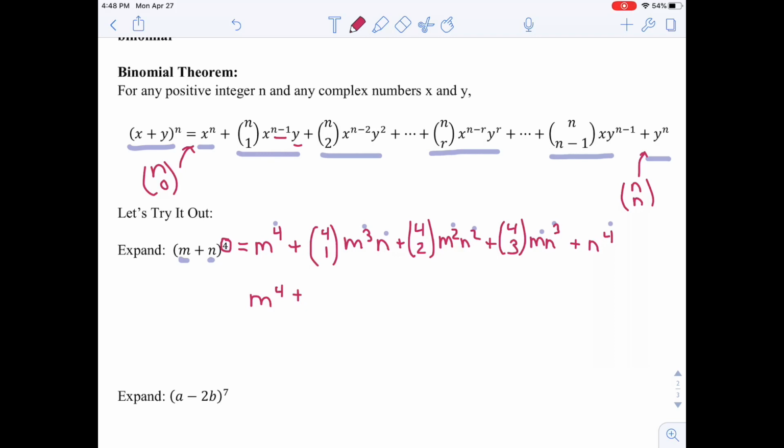So I would have m to the fourth. I have 4 choose 1. I have 4 items. How many ways can I pick 1? Well, there's 4. I could pick this item, the second item, the third, or the fourth.